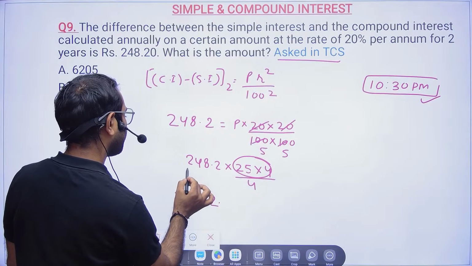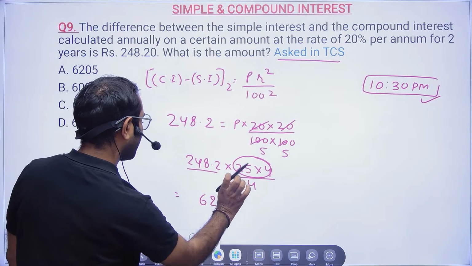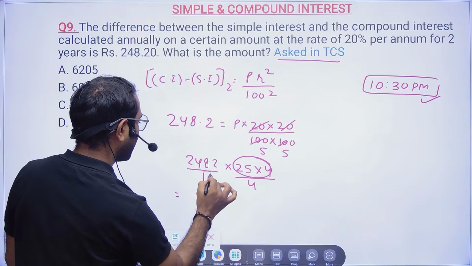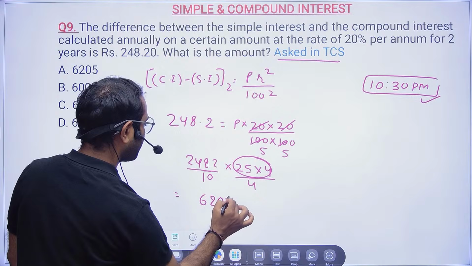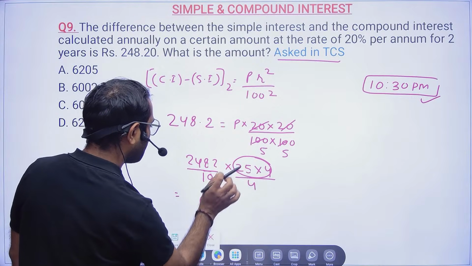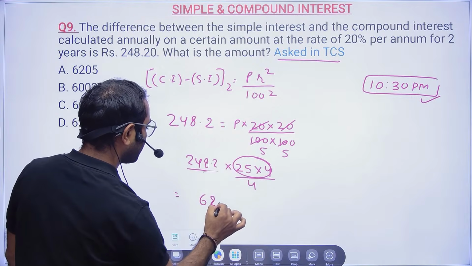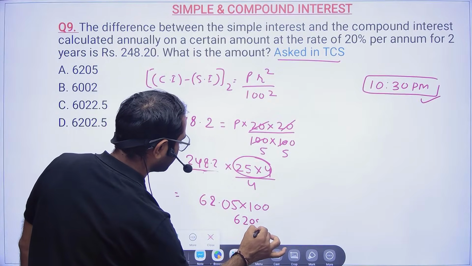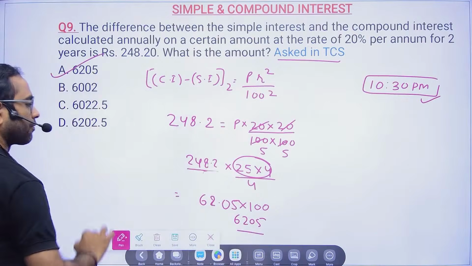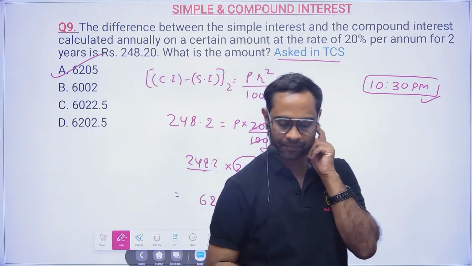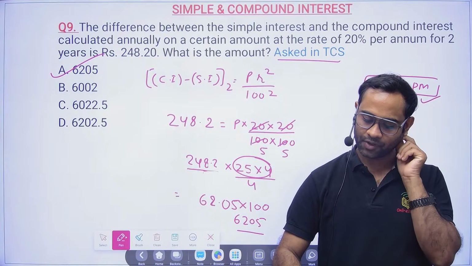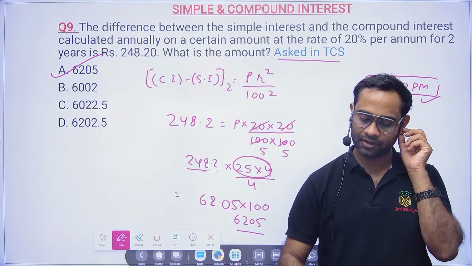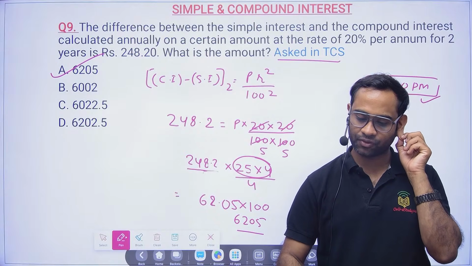Let me see. 20 times will be 80. So I'll remove this decimal also. And 0.5 and 0.5. So it will be 62.05 into 100, so it will become 6205. Okay, option A. Option A, very good. Many of you have already given the correct answer. And right, 6205 is the correct answer.